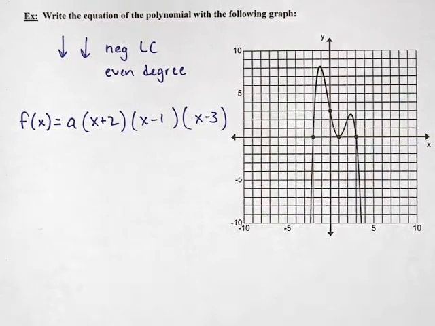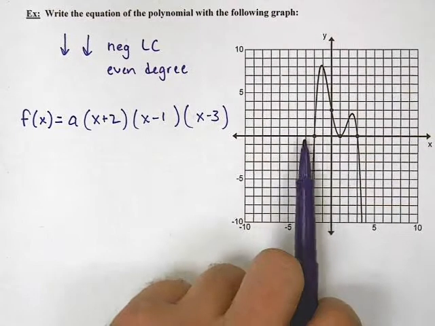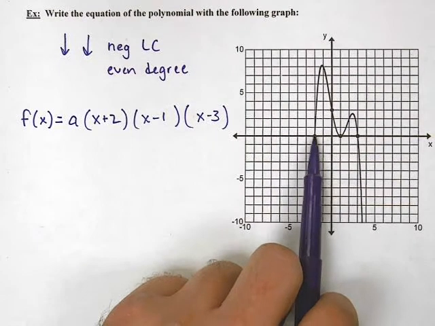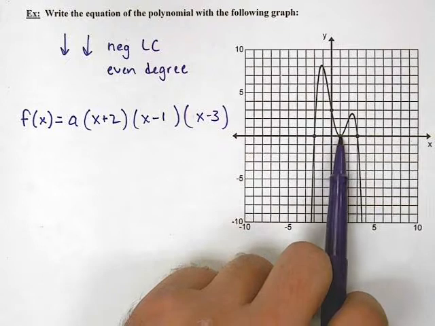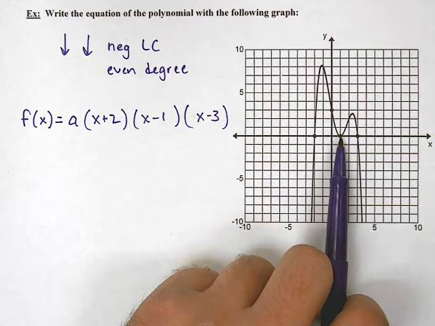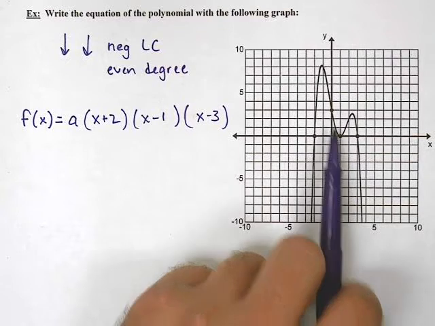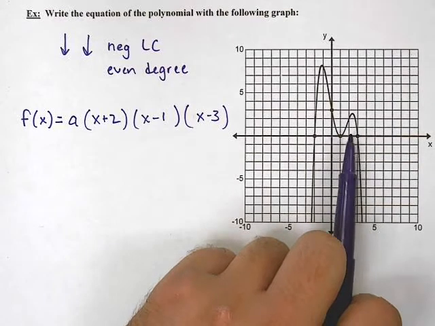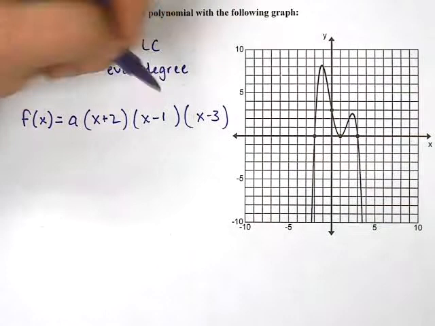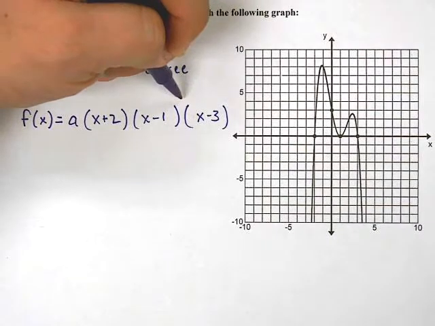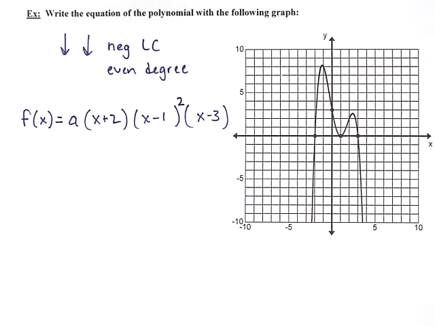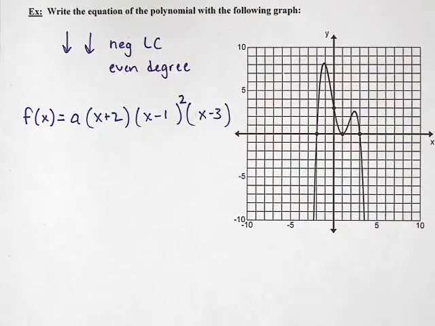So what we need to do is go back. We need to figure out, I think one of these has multiplicity. Not that one, that's crossing. Oh, here we go. This zero has a multiplicity of 2 because it's bouncing, which means that that factor also has to have a multiplicity of 2. So for x minus 1, I'm going to put a nice big squared there. All right. Now we should be good, right?